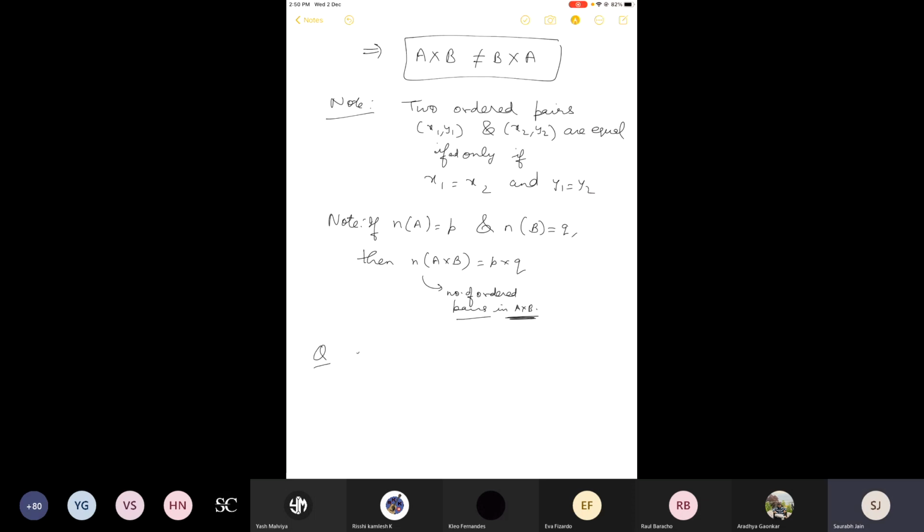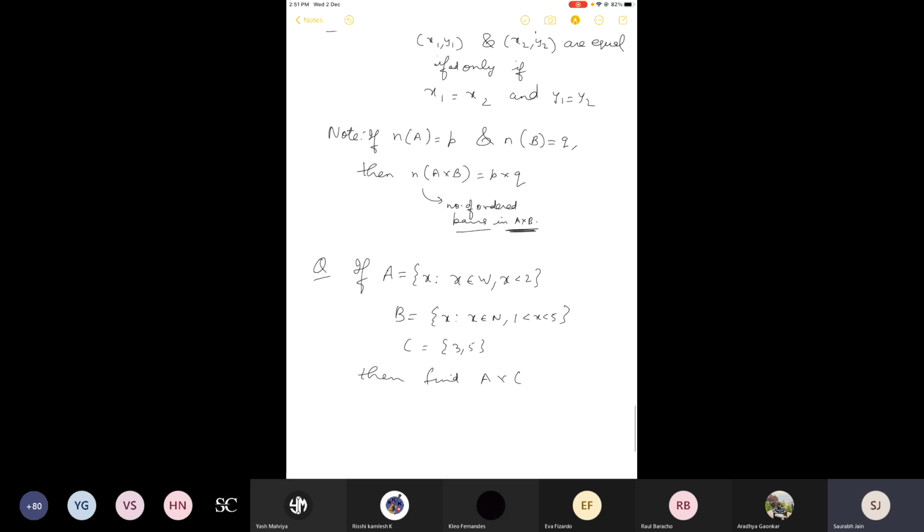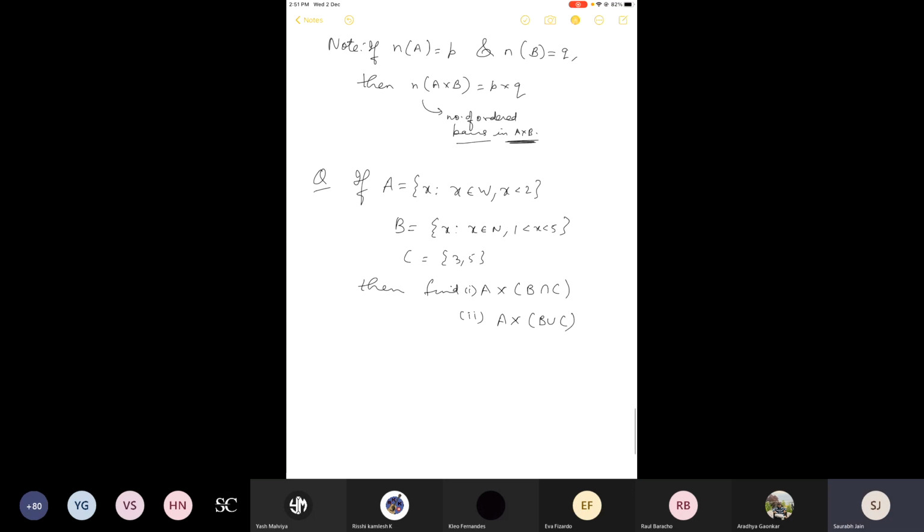Now suppose, let us say there is a question. If A equals, it is given in set builder form. This is A, this is B, and set C is given in roster form, 3, 5 in curly braces. You have to find A cross (B intersection C). This is the first part, and the second part is find A cross (B union C). So let us change everything in terms of roster form first. So who will tell me what are the elements of set A?